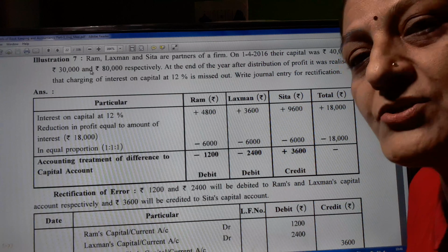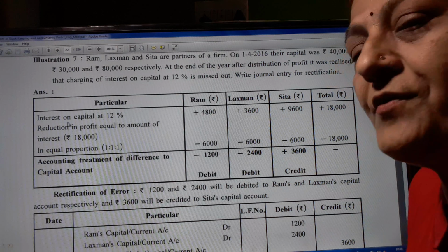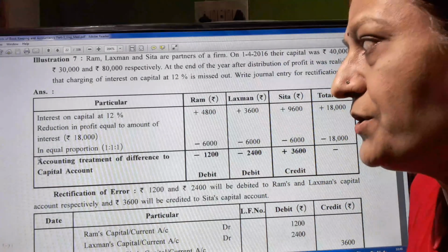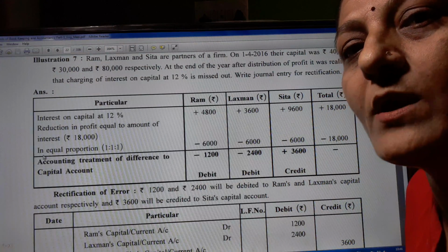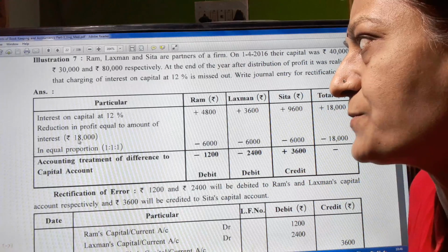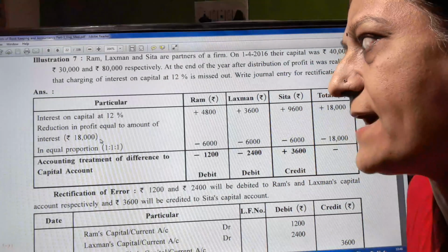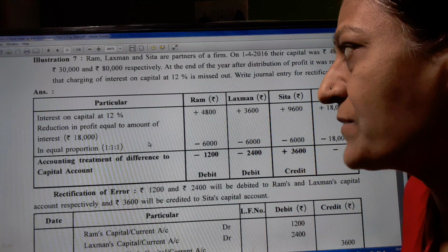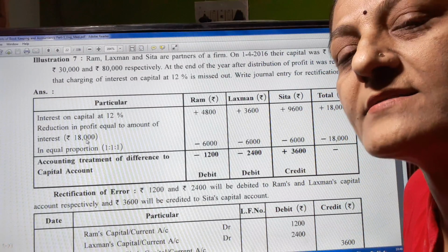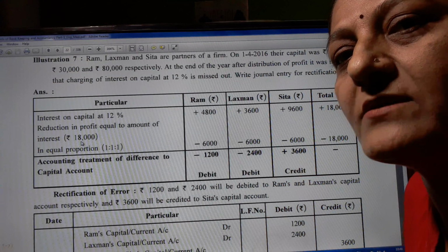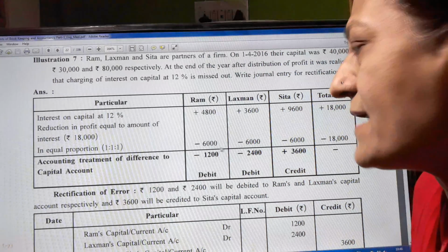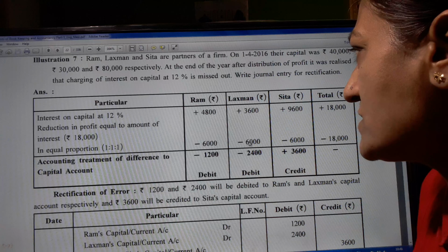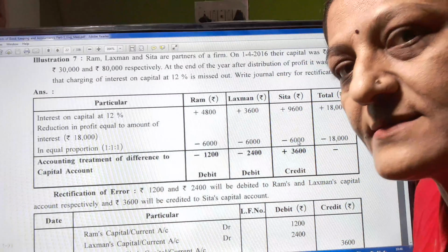Here the capital ratio is given but the profit and loss distribution ratio is not given. So we distribute the profit in equal proportion. This 18,000 in profit proportion, and equal proportion means 1:1:1. So 18,000 and 3 partners are there, so 18,000 divided by 3. So for each partner there is 6,000. So 6,000, minus 6,000, minus 6,000 and minus 6,000.